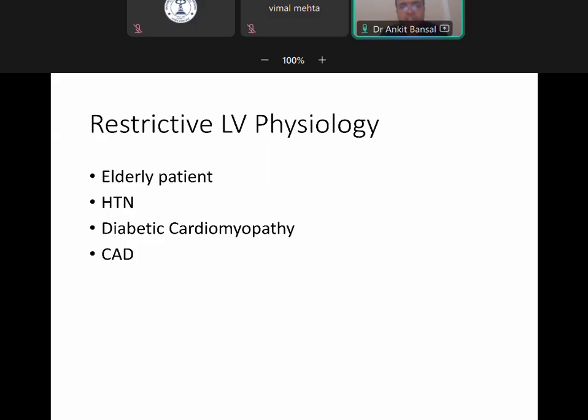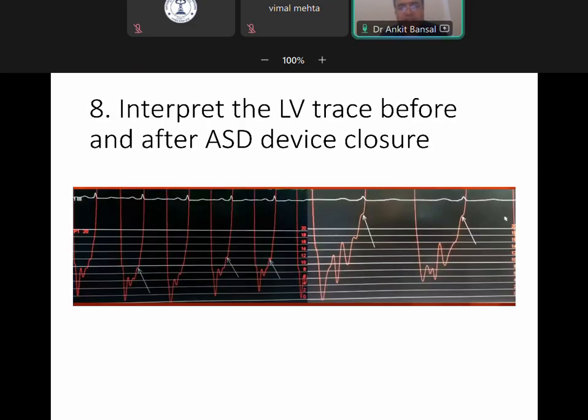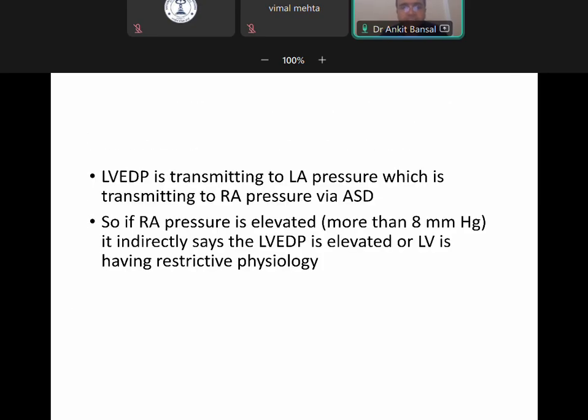Such patients can be elderly patients, hypertensive patients, diabetic cardiomyopathy, or associated CAD. So how can you preempt which patient is going to behave in this manner? If your baseline RA pressures are more than 8, then you can think that this patient has a restrictive LV physiology, because LV EDP is transmitted to the LA and the LA is transmitting to the RA. So if RA pressure is more than 8, it is indirectly saying that LVEDP is borderline high, and this LV is having a restrictive physiology.